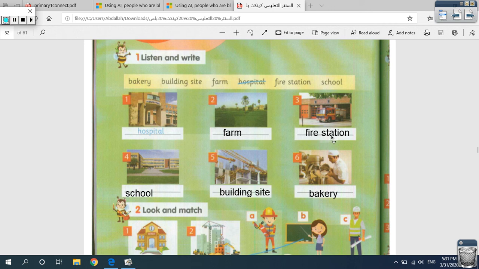Who works in the fire station? Of course, the firefighter. Number 4, we have school. Who works in a school? It looks like our school a little bit. The teachers. Number 5, building site. Who works in a building site? Someone who builds houses? Of course, the engineer. Bakery. Bakery, it comes from the word baker. So, the baker works in the bakery.